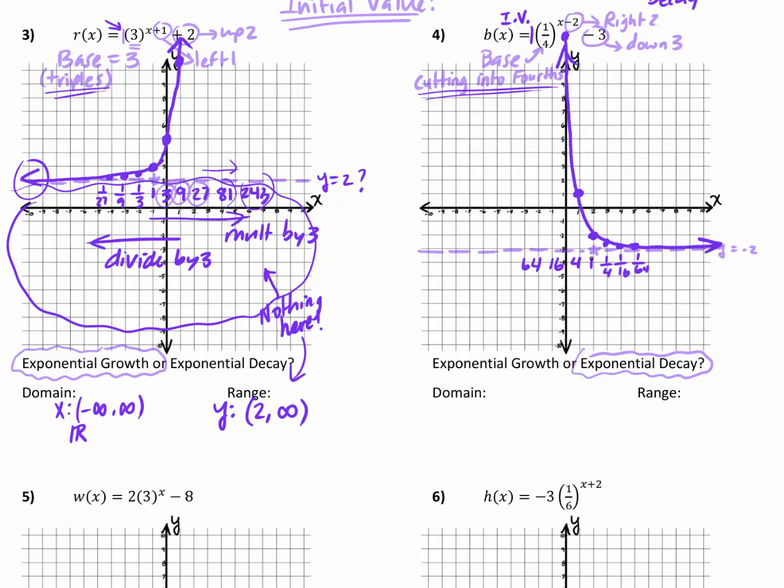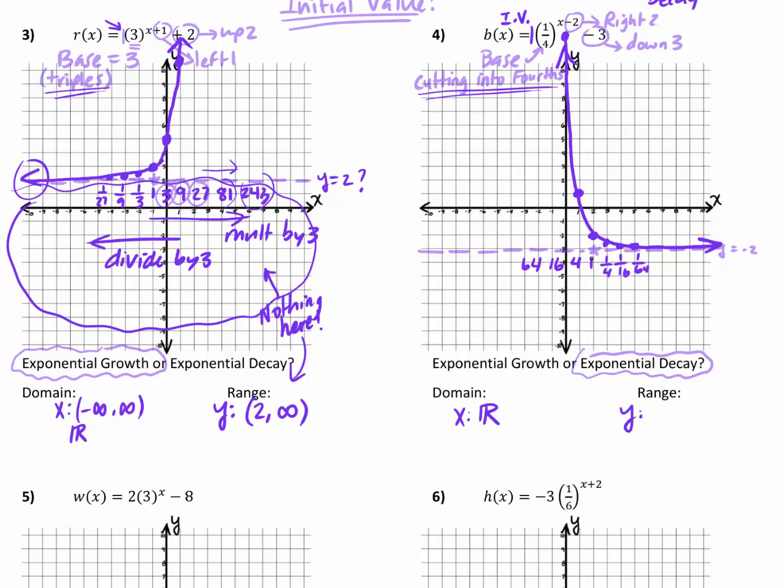This would, again, be decay. 1/4 is smaller than 1. So our domain, our x values here, we are going left forever and right forever. We will continue to get different distances to jump from the asymptote.